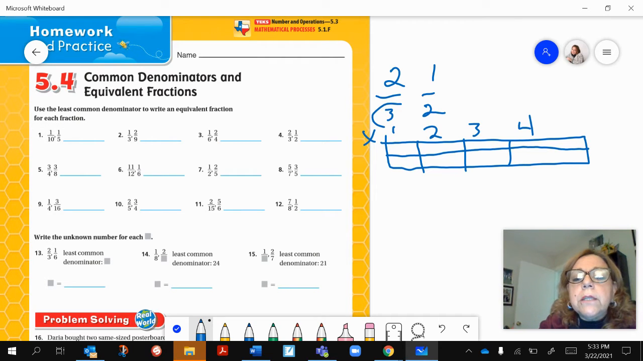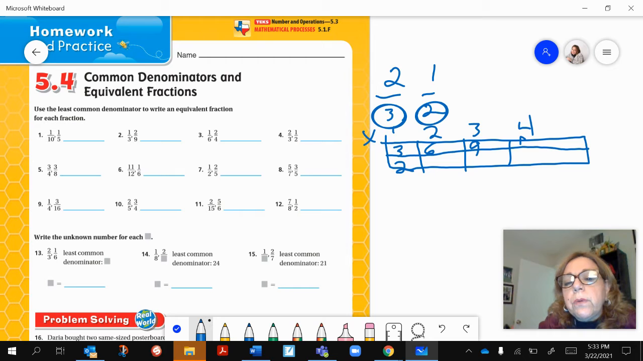I'm looking at my denominators, which is 3 and 2. So the first one is 3. The second one is 2, because I'm going to put my denominators there first. So I have 1 times 3 is 3. 2 times 3 equals 6. 3 times 3 is 9. And 4 times 3 is 12. Okay, stop right there. Go to the 1 times 2 is 2. 2 times 2 equals 4. 3 times 2 equals 6. And 4 times 2 equals 8.